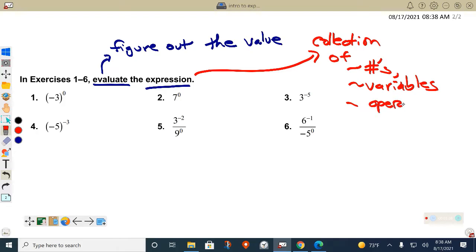Now when I say operations, I'm not talking about cutting you open and taking your spleen out or doing heart surgery. That's an operation. In mathematics, an operation is, I'll put in parentheses, adding, subtracting, multiplying, dividing.